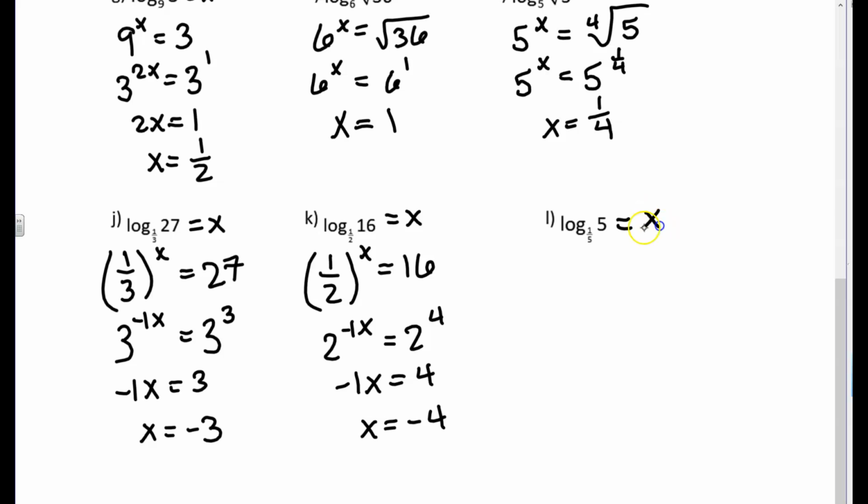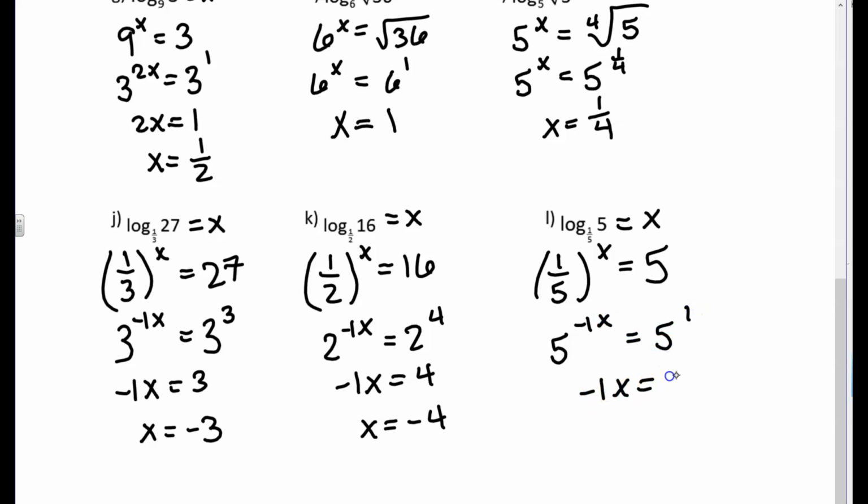Here, set that equal to x again. We get 1/5. Ooh, not 1/2, 1/5. Try again. We get 1/5 to the x equals 5. Rewrite them in the same base of 5. 1/5 is 5 to the -1. The x is still hanging out. Equals 5 to the 1st. -1x equals 1. Therefore, x must be -1.